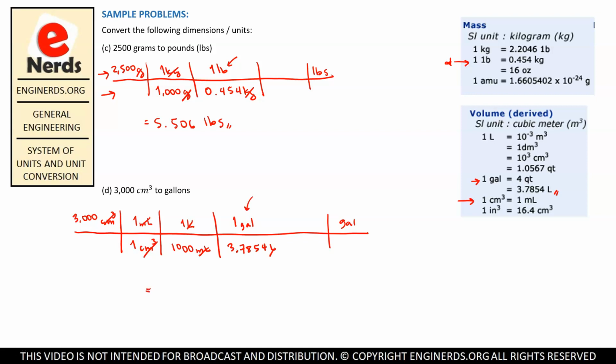So numerically, it will be like this, no? 3,000 divided by 1,000 divided by 3.785. Okay, then ang unit natin is gallon, which is equal to 0.793 gallons. Okay, this is our final answer.